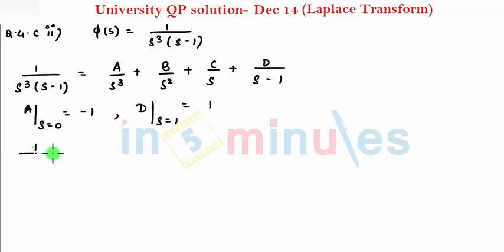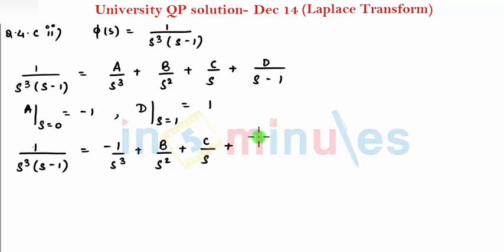Let's put this into the equation: 1 upon s cube (s minus 1) equals minus 1 upon s cube plus b upon s square plus c upon s, and the last term is 1 upon s minus 1. So I have used 0 and 1. Let's use two different numbers to find b and c. So I put s equal to minus 1.